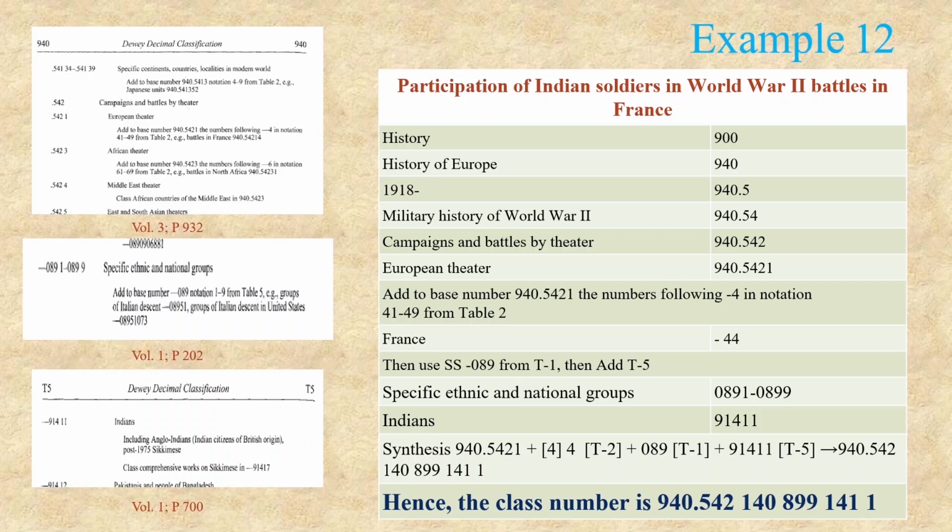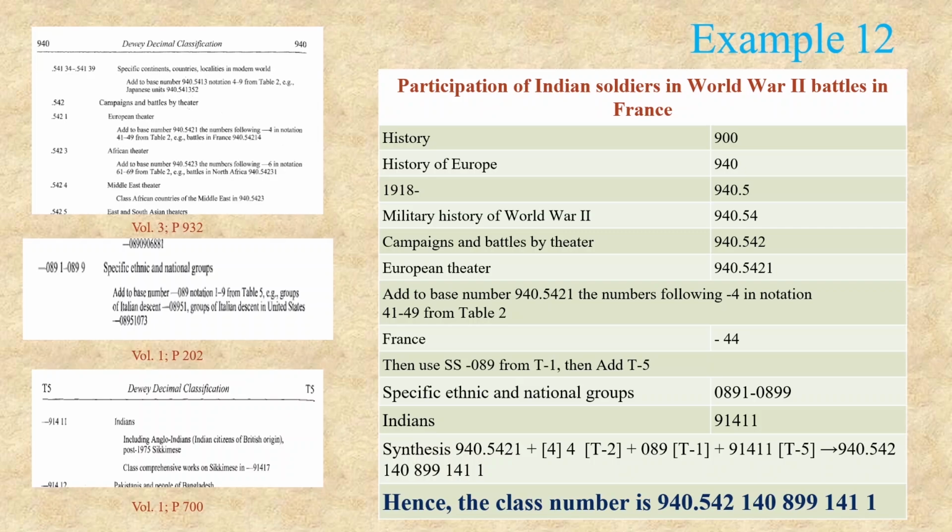Here add information for soldiers' nationality. That means what type of soldiers? The soldiers originated from the country India, that means Indian soldiers. So the instruction is to use standard subdivision from table 1, then add table 5 specific ethnic national groups. From table 1 standard subdivision, ethnic and national groups come under -089. From table 5 ethnic and national groups, Indians come under 91411.